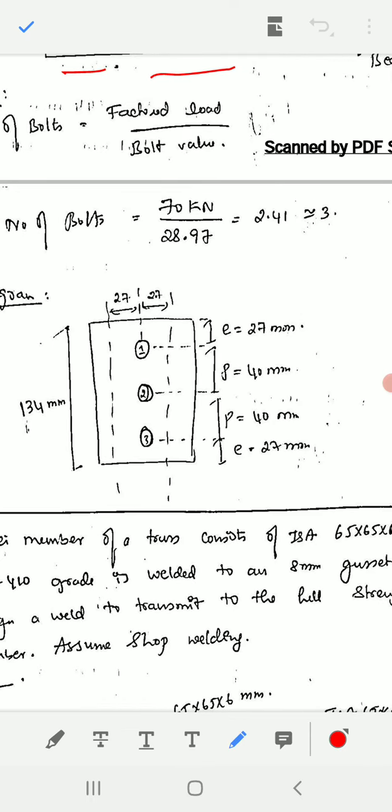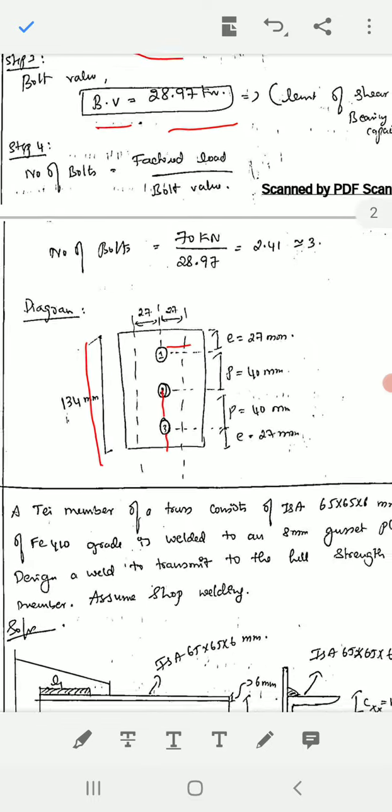Then on the sides, E is nothing but the bolt to edge dimension, the edge dimension to this bolt is E, whereas dimension from each bolt to another bolt, that is called P. So P value is 40 mm, what we calculated, and E value is 27 mm. You got it. Here also edge distance is 27 mm. Then you have to draw the total dimension also. I think we got it.